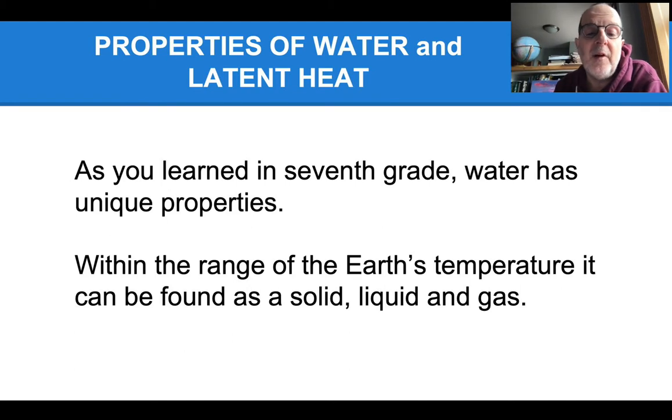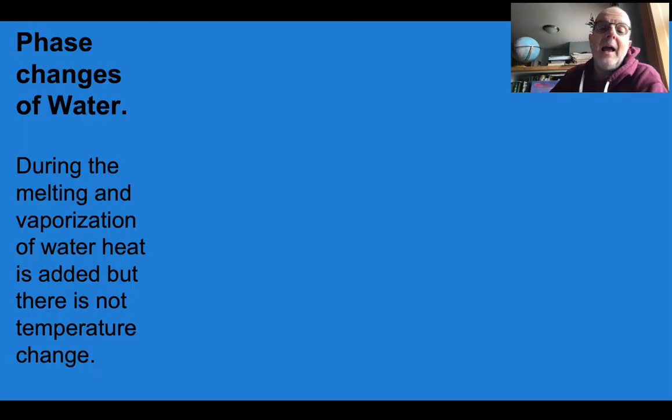is released from the interior of the Earth out of volcanoes. Now, you may have looked at phase changes of water during 7th grade, and phase changes are about how much heat has to be put into a system to melt ice or to boil water.